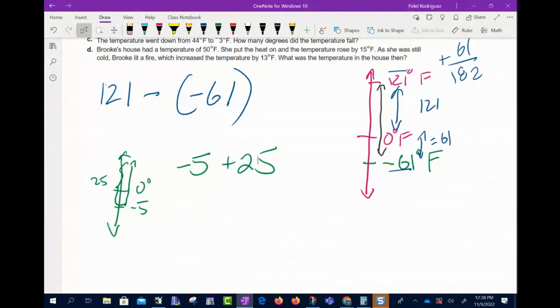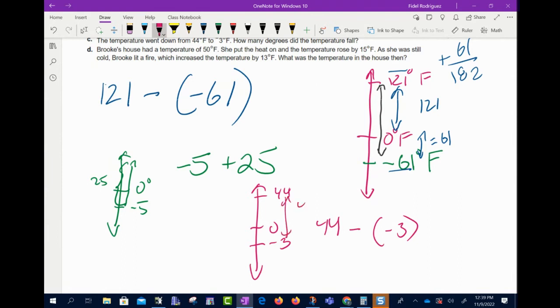Again, the point of this class, y'all, is not necessarily for me just to show you how to do it, but how would you show your students, right? So I would say, look, here's 0. Okay, here's 44. We fell all the way down to a -3. So we fell all the way down over here. So we're going from 44 minus, because we're falling down, a -3. And then we would say, okay, how far did we really fall? We really should have fallen a total of 47 degrees.